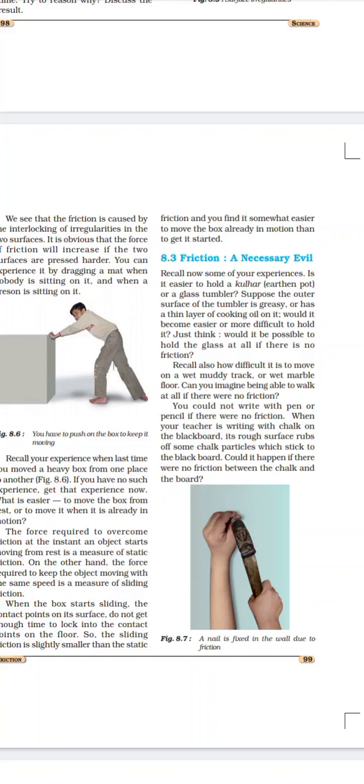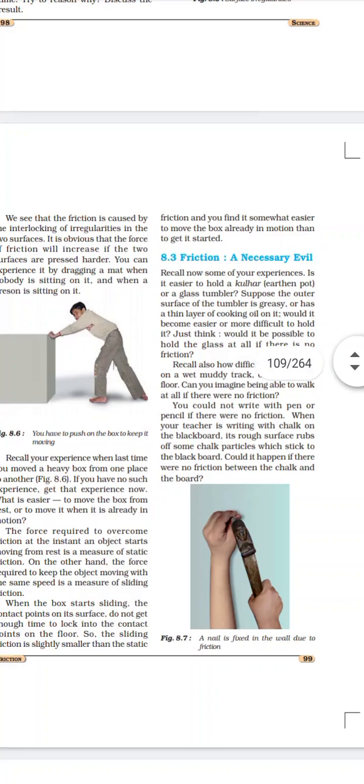So friction is a necessary evil. We walk because of friction. We fall when we step on a banana peel because there is no friction. How difficult is it to move on a wet muddy track or a wet marble floor?